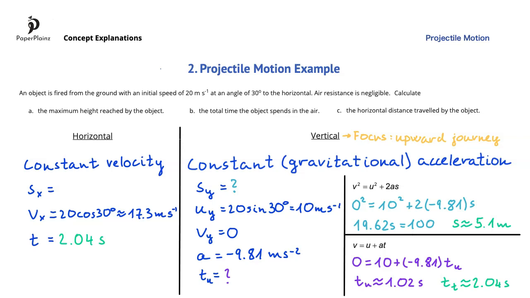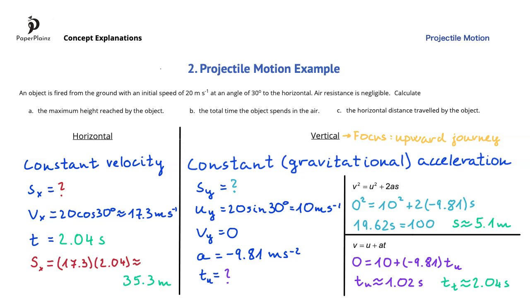From this, we can easily find Sx, the horizontal distance traveled, by rearranging the equation v is equal to s over t. So for Sx, we get v times t, 17.3 multiplied by 2.04, and this is approximately 35.3 meters. So this is the horizontal distance traveled by the object.